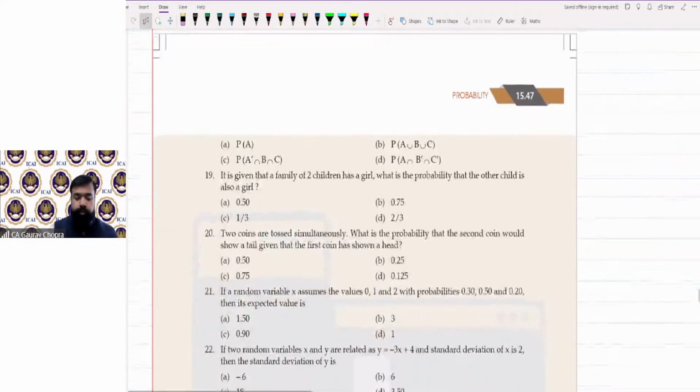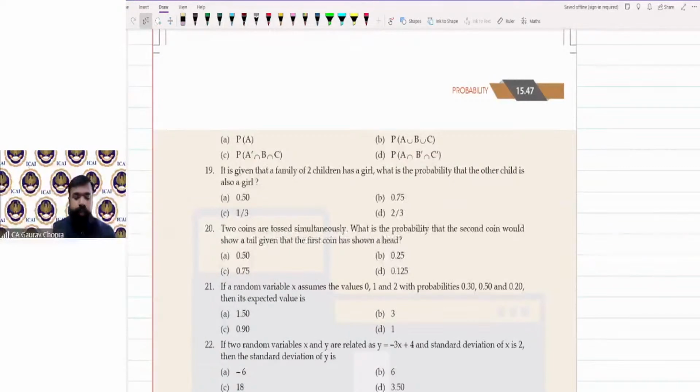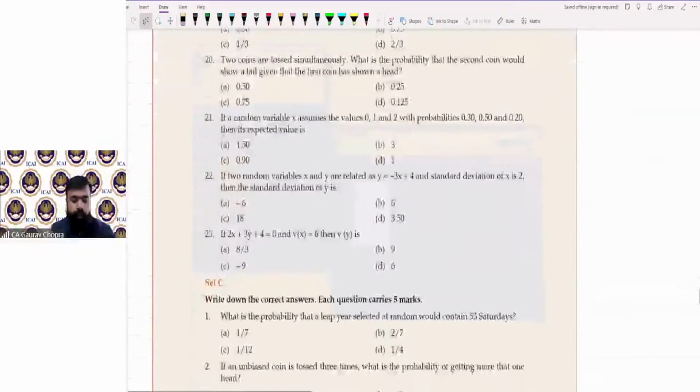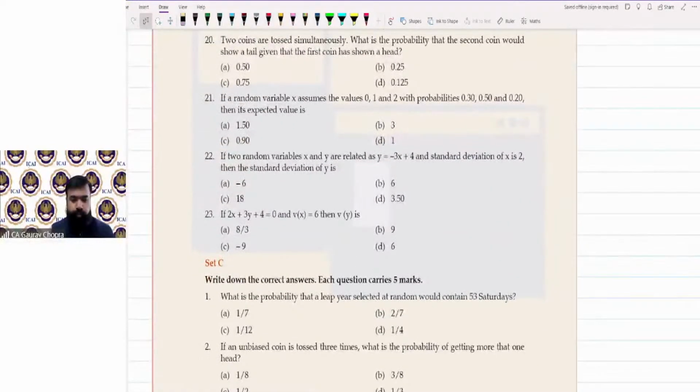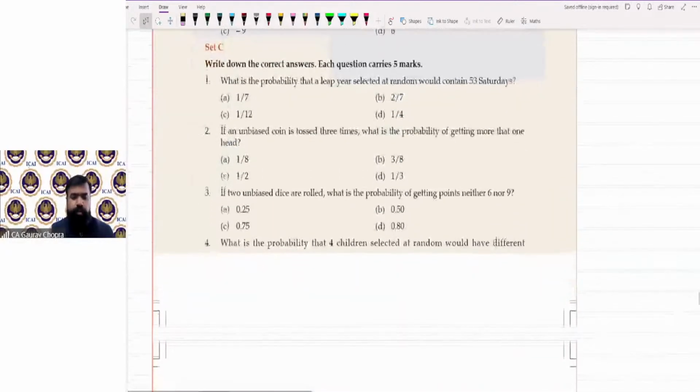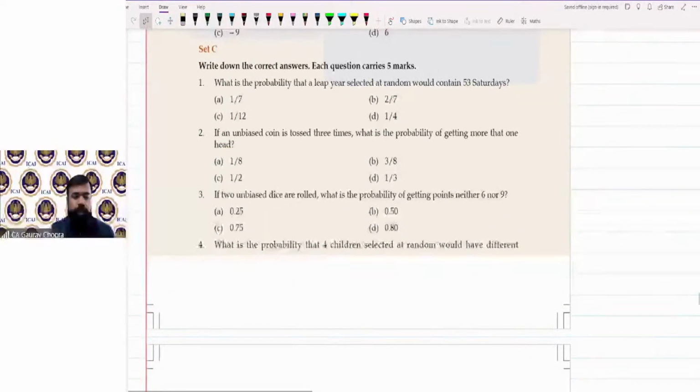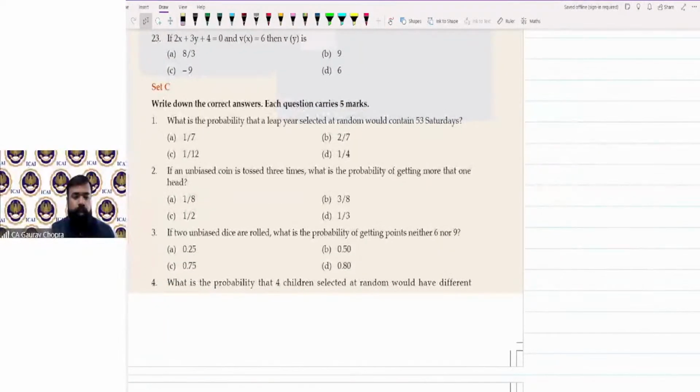Then let's try the next question. So variance we have done. Yes, leap year question. Let's try. First question from set number C. What is the probability that a leap year selected at random would contain 53 Saturdays?